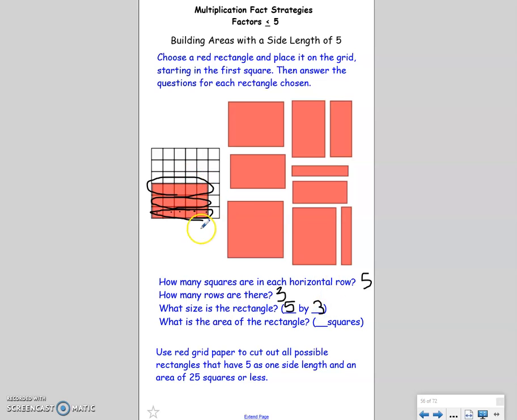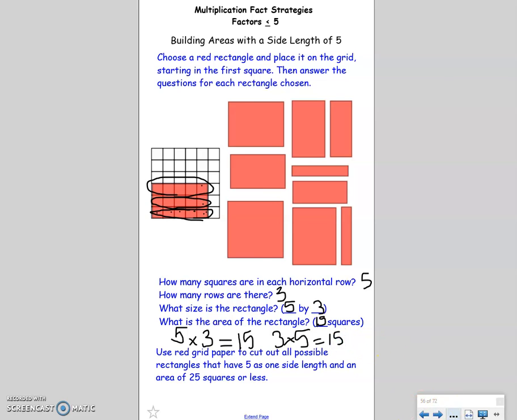Let's find the area of this rectangle. We could count every single square, but since I see that these are rows of 5, I'll go ahead and just count by 5 because each row has 5 squares in it. There are 1, 2, 3 rows of 5, so I'm going to count by 5 3 times. Ready? Count by 5s with me. 5, 10, 15. The total area in this rectangle is 15 squares. So I now know 5 times 3 equals 15. I also then know that 3 times 5 equals 15.